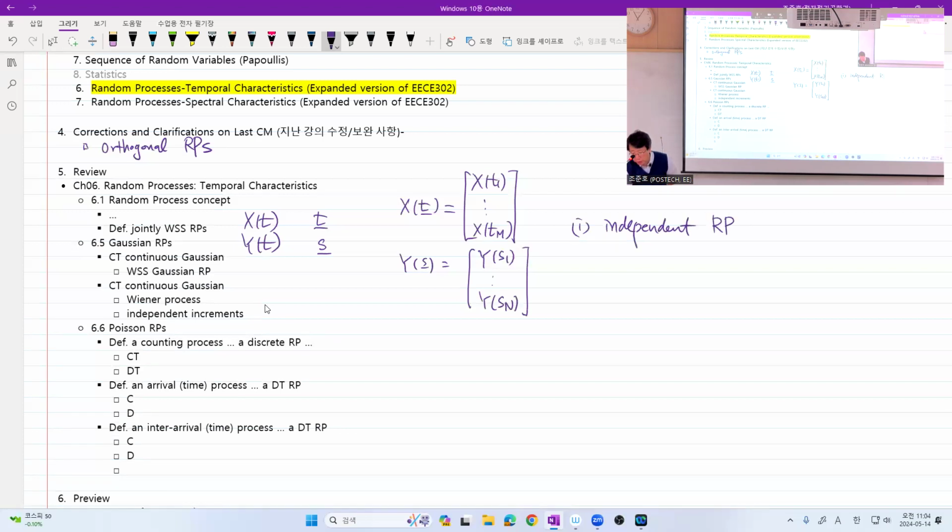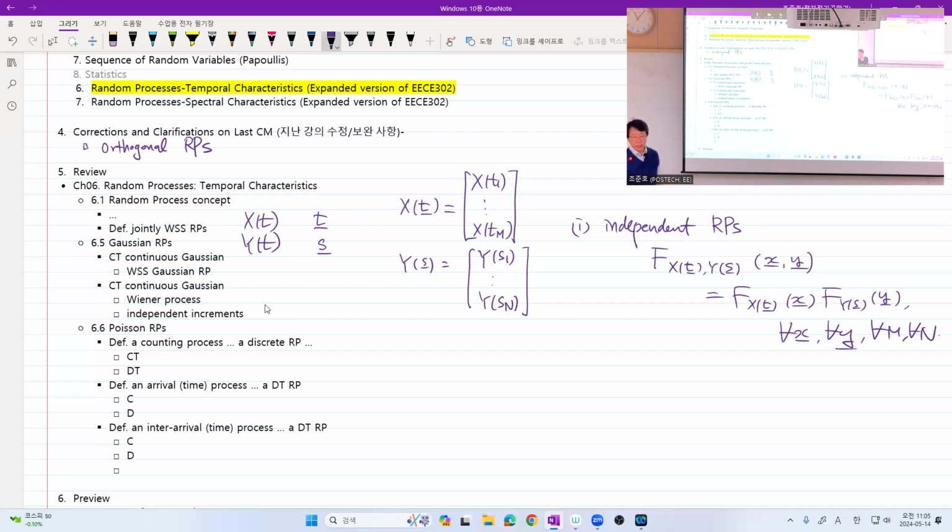So independent random processes. What does that mean? For any m and for any m-tuple t, for any n and for any n-tuple s, you form length m and n vectors from two processes, and if their joint distribution factors, then it's independent. So it's kind of obvious, right? So you may say that, okay, the joint CDF of two random vectors factors for all choices of m and n and for all choices of sampling instances. Then they are independent random processes.